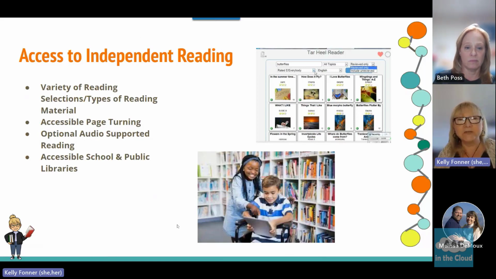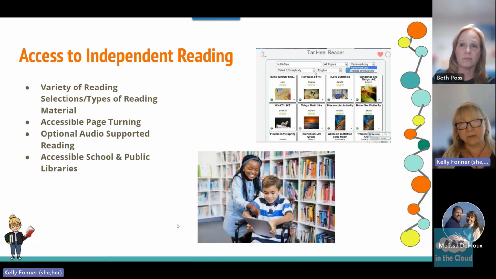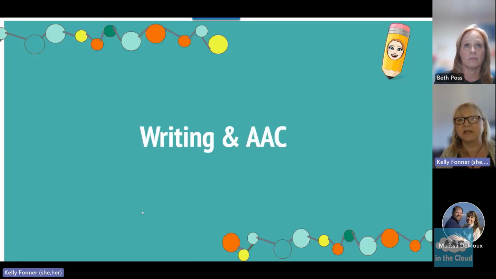Because learning to read the print process and learning to listen to read are just as important processes in independent reading. And so working with your local libraries, working with your school library to make sure that you have accessible books in all different media and all different representations is really important.